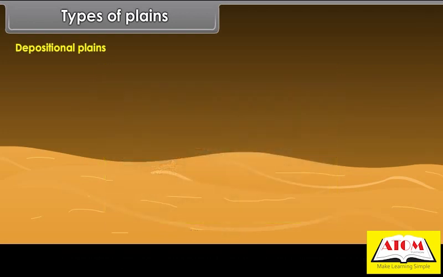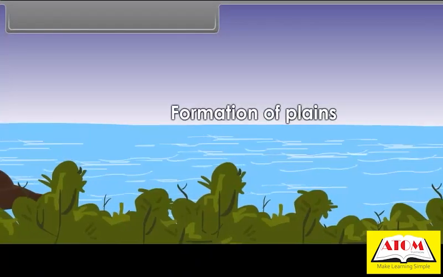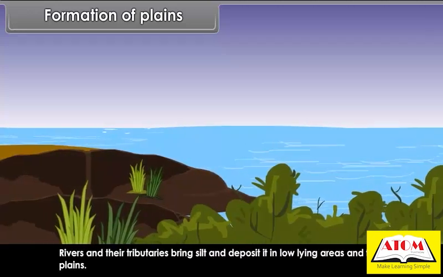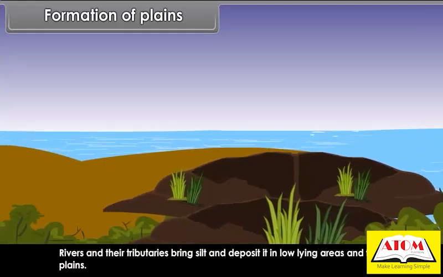A plain which is formed by the depositional work of wind is called Loess plains. Northwestern China is an example of this plain. Formation of plains. Rivers and their tributaries bring silt and deposit it in low-lying areas and form plains.